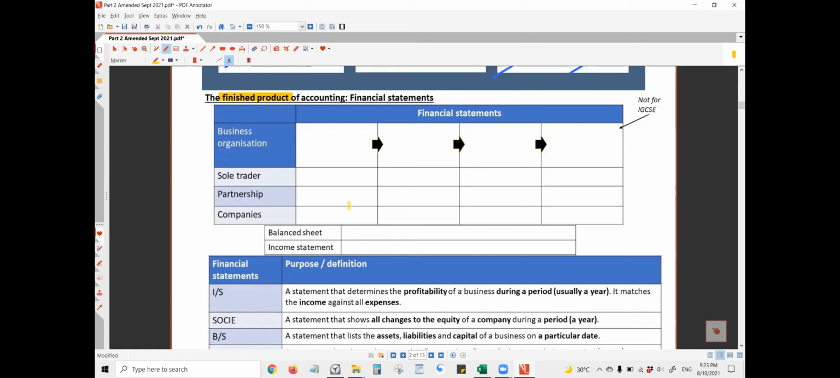So how do they look like? I will show you soon. So for now, just know that financial statements means the final product in accounting. Okay, and you can see this table. There are four blanks here for you to fill up, and they are all financial statements. There are 4 financial statements in total. Write down together with me.